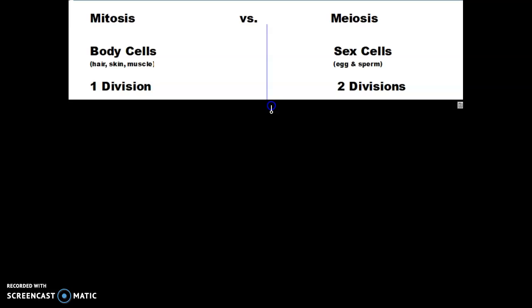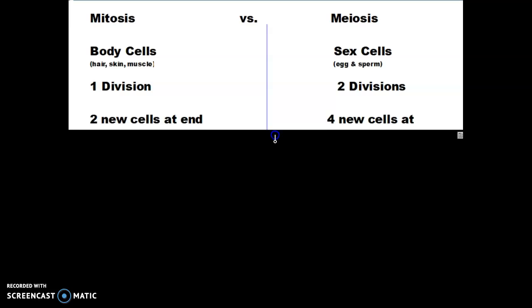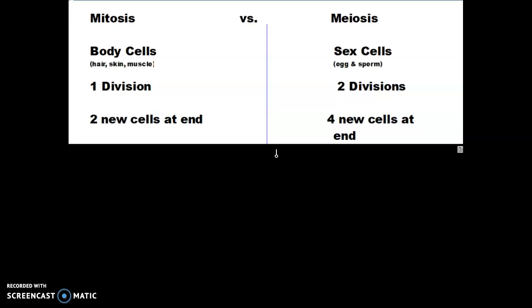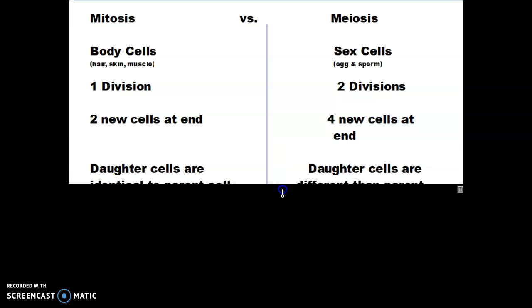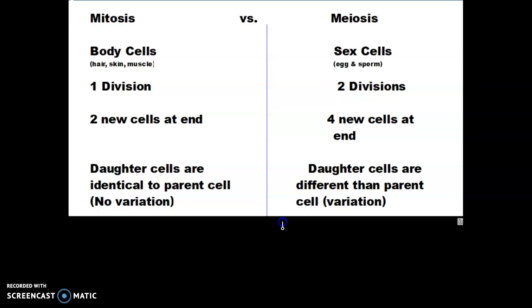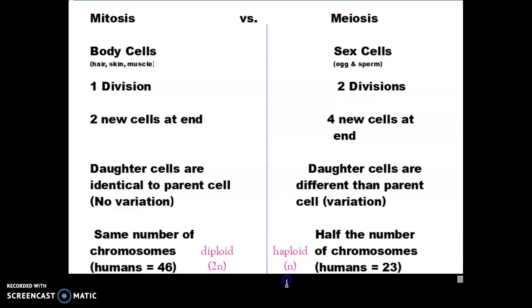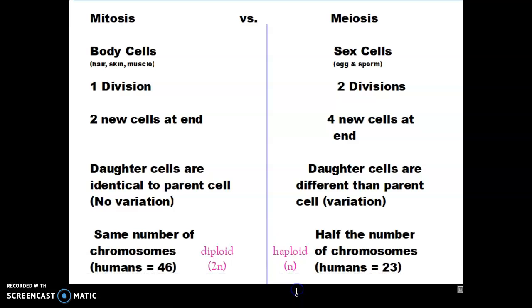Mitosis divides once, meiosis divides 2 times. You get 2 cells at the end of mitosis. You get 4 at the end of meiosis. Daughter cells are identical versus daughter cells have variation with meiosis. With mitosis you end up with the same number of chromosomes, right? Diploid, 46 for humans. And then with meiosis, since they are sex cells, they end up with half the number of chromosomes. For humans, that would be 23 for us. Okay?